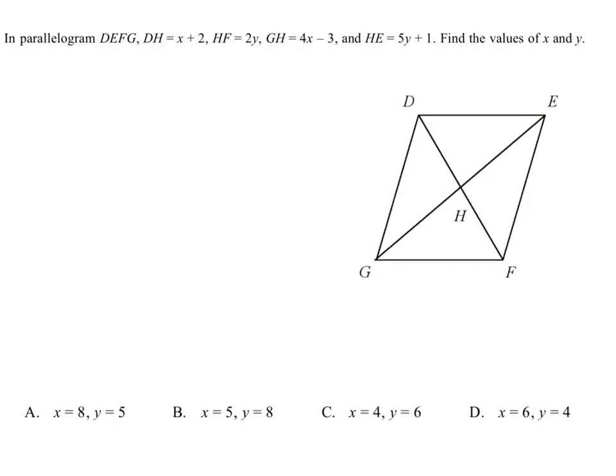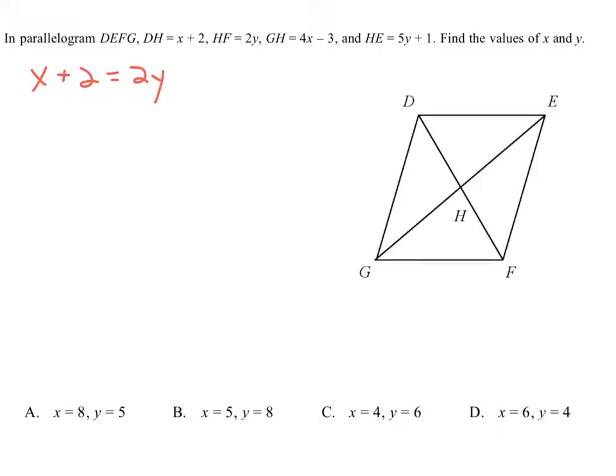We know that in a parallelogram the diagonals bisect each other. So we can take this portion, DH, which is x plus 2, and set it equal to this portion HF, which is 2y. So we get an equation then, x plus 2 equals 2y. Notice this is an equation in two variables. We're not going to be able to solve that on its own.